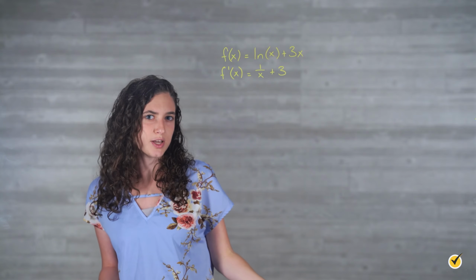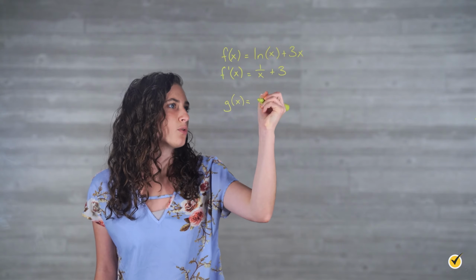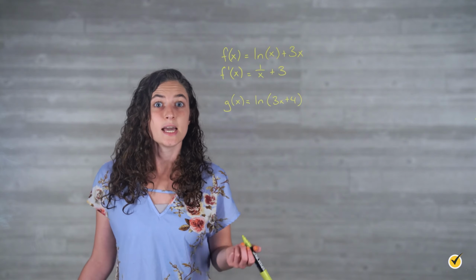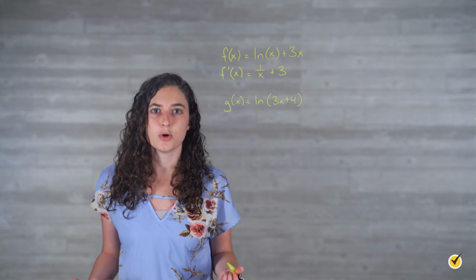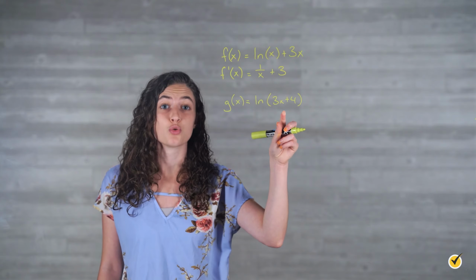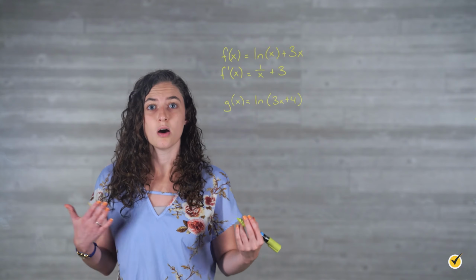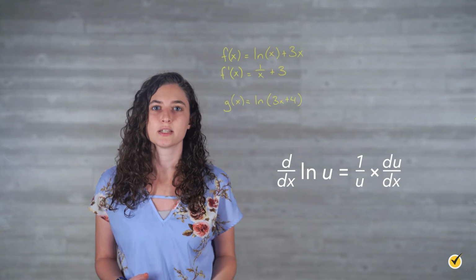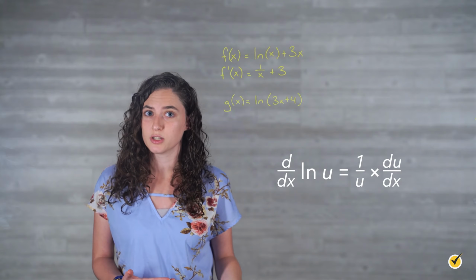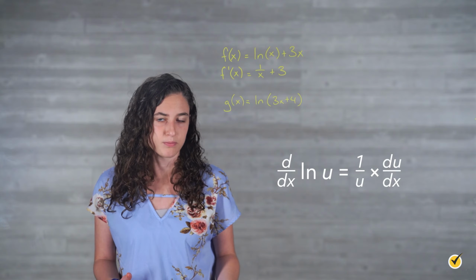Now, what if we wanted to find the derivative of g of x is equal to the natural log of 3x plus 4? It is tempting to say that the derivative should be 1 over 3x plus 4. But because 3x plus 4 is a function within our function g of x, we must instead use the chain rule. Applied to the natural log, the chain rule tells us that the derivative of the natural log of u, where u is the internal function, is equal to 1 over u multiplied by the derivative of u.